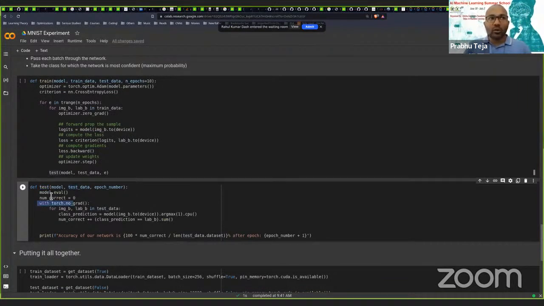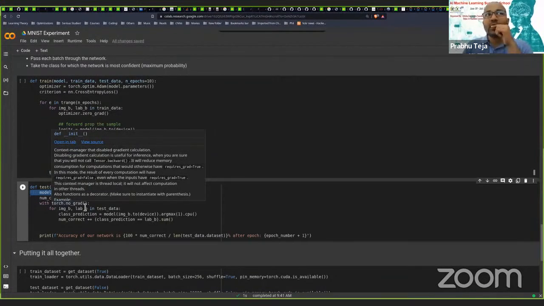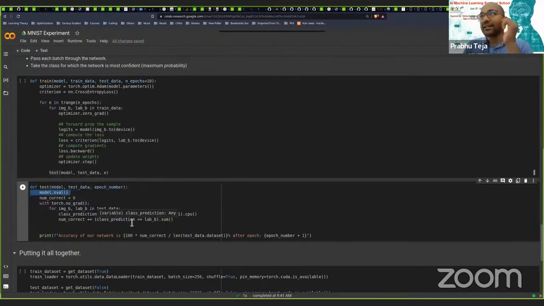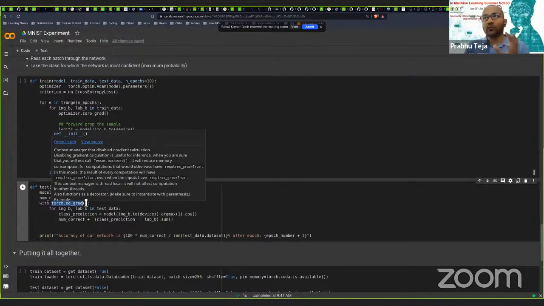So I do model.eval. This is to tell the model that, since I use something called dropout, and dropout behaves differently at train time and at test time, it should work as if it is in test mode. And torch.no_grad really disables the computation of gradients. It is only to save memory and nothing else.